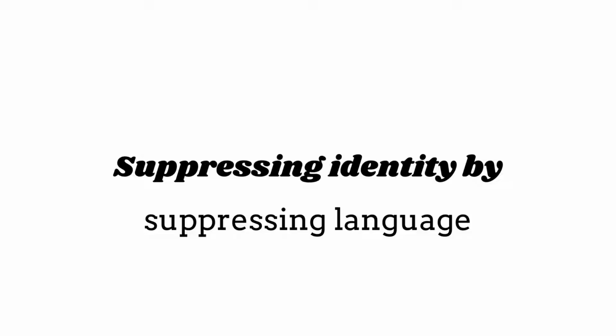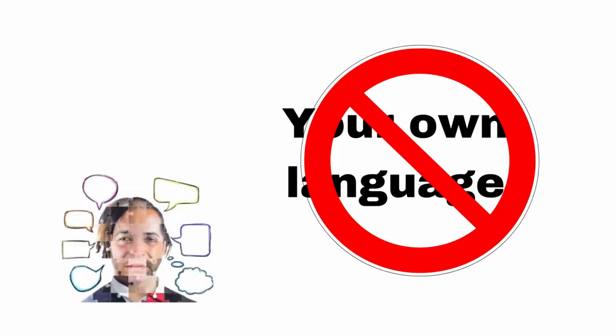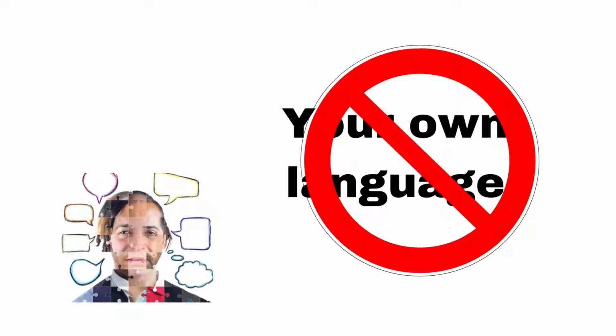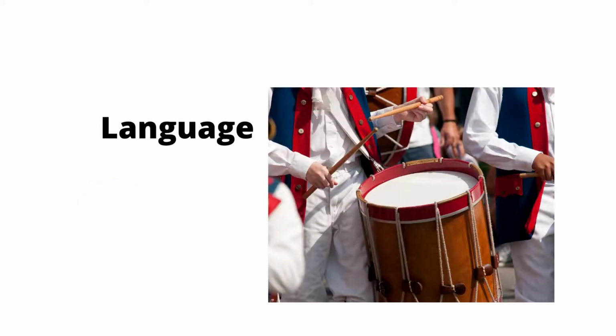In fact, the primary way to suppress identities is by suppressing language. Throughout history, governments have forbidden certain ethnic groups from speaking their own language. On the other hand, language has also been a rallying point for national identity.